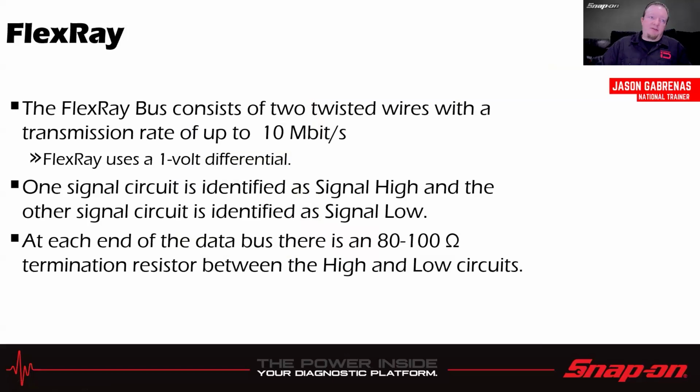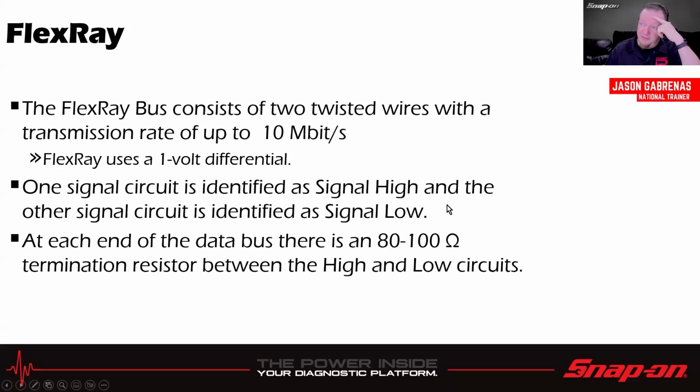Then we have FlexRay. FlexRay is used on a lot of European vehicles. I know BMW for sure uses it a lot. Mercedes uses it a fair amount as well. It is similar to CAN, but it's not CAN. It consists of 2 twisted wires, similar to CAN, with a transmission rate of up to 10 megabits per second, so considerably faster than CAN. FlexRay uses a 1-volt differential. We're getting down in voltage differences because of the speed of how quickly they have to switch on and off from 1 to 0. So it doesn't have a lot of time to move up and down.